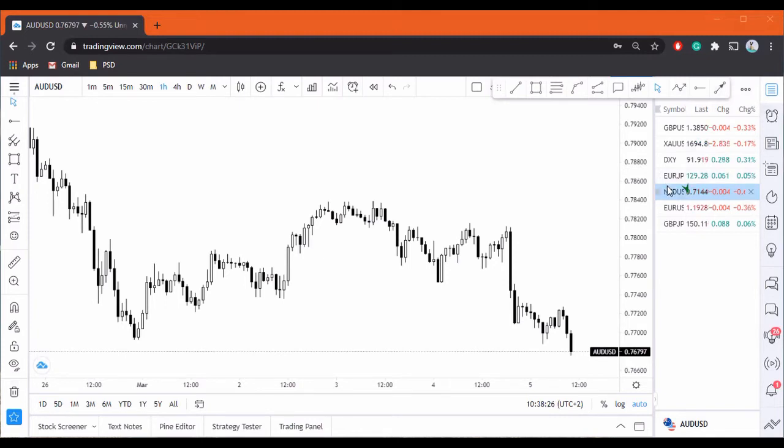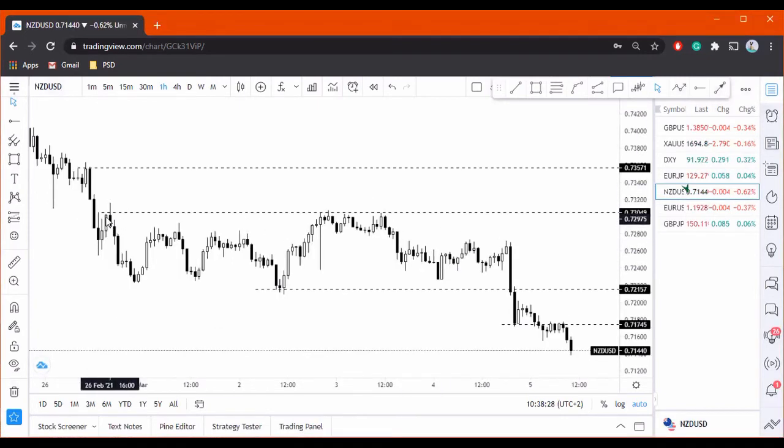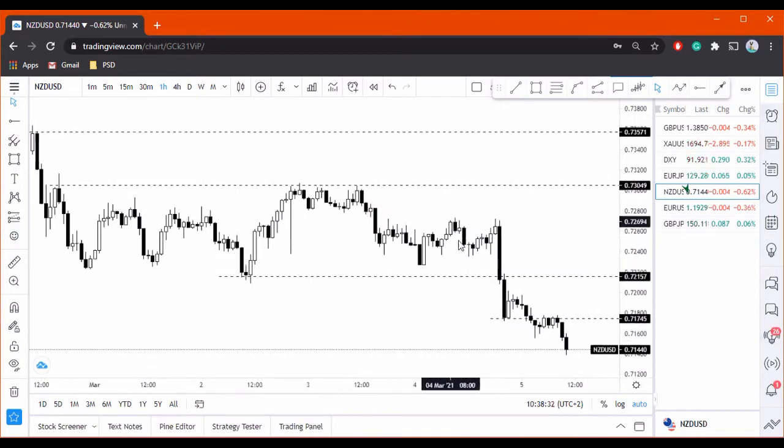we could have watched it respect the consolidation. See, this is NZD USD. It respected the consolidation. Yeah, so for a beginner, this would have been the better pair to look at than AUD USD.